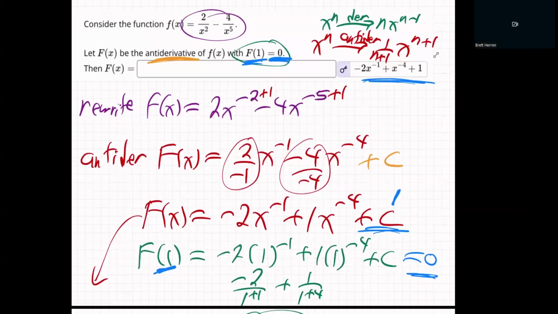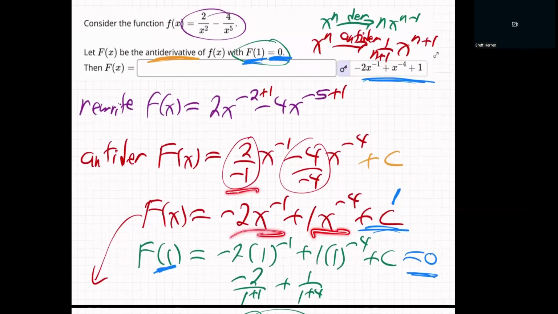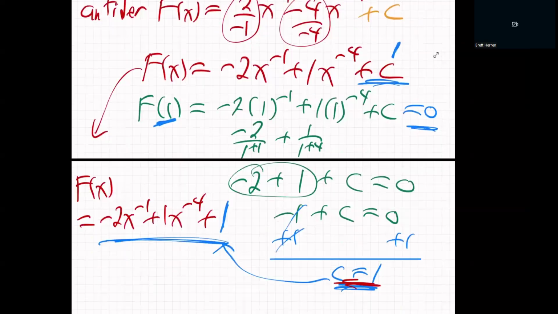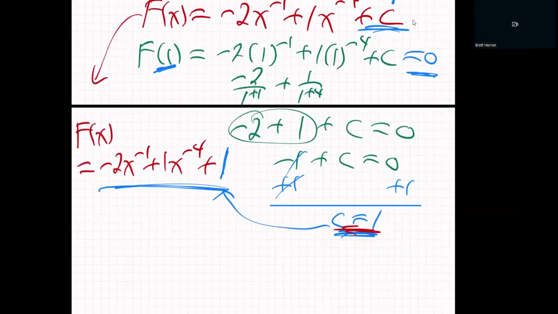And so again, what we did, we did the antiderivative rules, and then we had to find the C, and we plugged in what they gave us. F of 1 equals 0, solved for the constant. The constant was 1. So there we go.